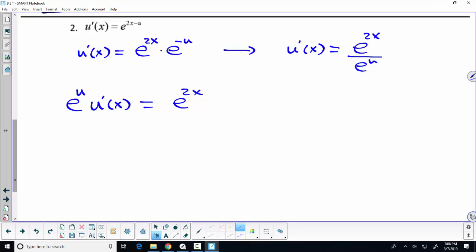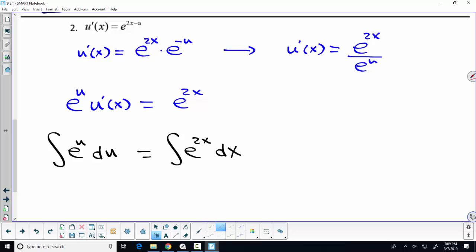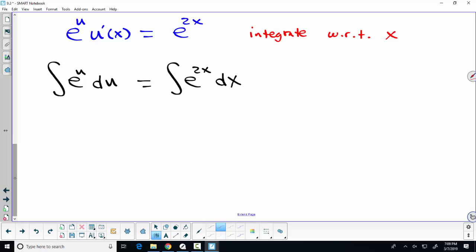And then from here, once we've separated it, we'll integrate both sides with respect to x. So we have the integral of e to the u du equals the integral of e to the 2x dx. Keeping in mind again, u prime is du over dx, so those dx's on this side go away. We just have du. So we have, left-hand side e to the u, right-hand side is 1/2 e to the 2x plus c.